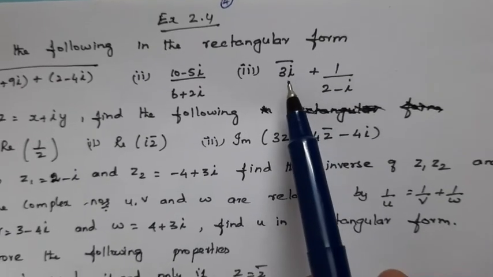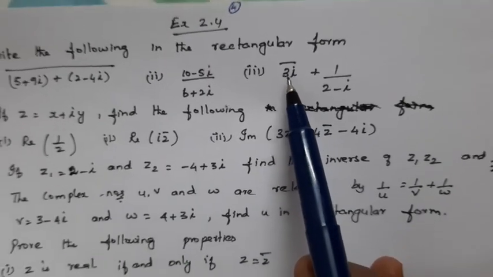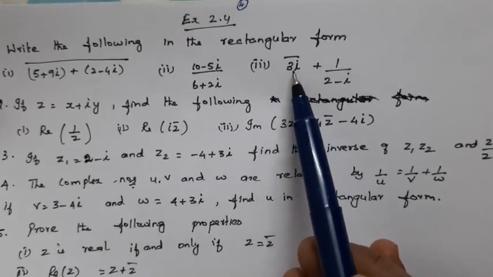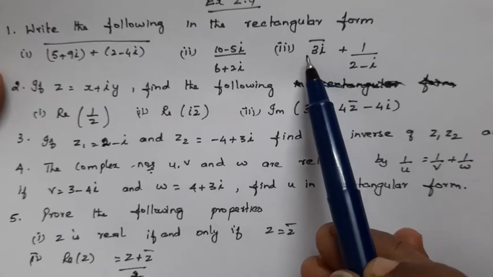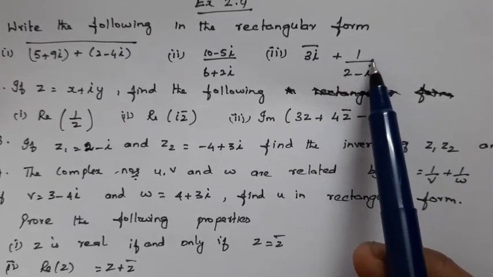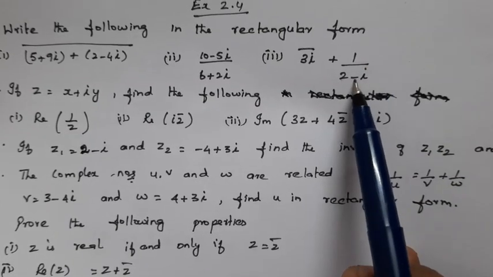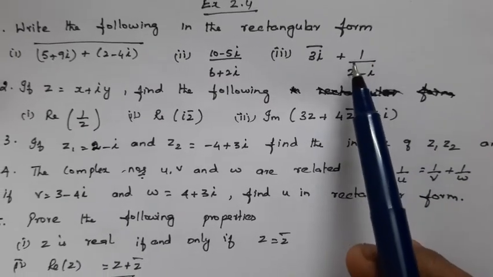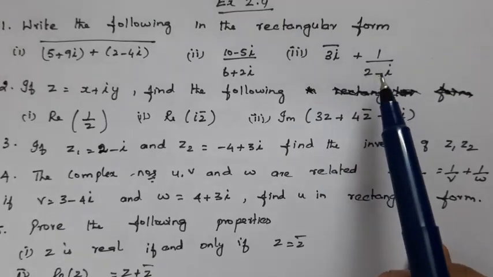How will you simplify this? What is the conjugate? This is a complex number whose real part is 0. So what would be its conjugate? Minus 3i. So this will become minus 3i, and convert the fraction to rectangular form just by multiplying by the conjugate of the denominator, (2 + i)/(2 + i). Then add the two and we will get the required answer.